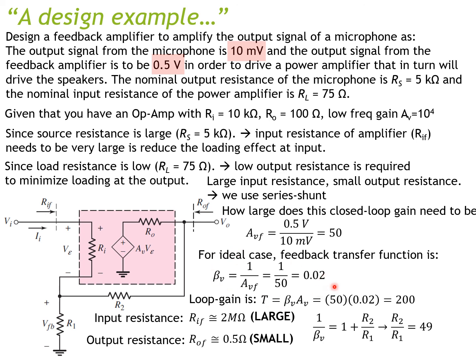So you know beta. You also know that since this is an op amp, you have 1 over beta equal to 1 plus R2 over R1. So you can calculate R2 over R1 to be 49. So you can pick whatever R1 and R2 that you want to make this ratio happen.